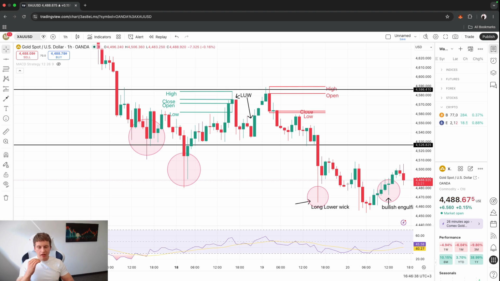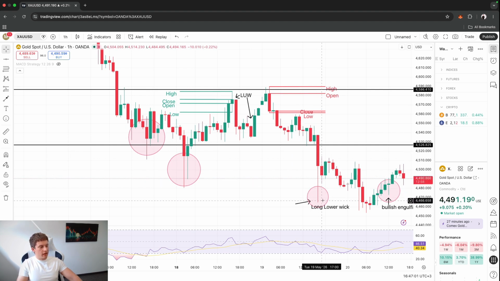If you see a long lower wick, that means sellers were pushing the price down, but the buyers stepped in aggressively to push it back up. And you can see that exact thing in these areas. We have a push down from the sellers, and then a push back from the buyers, closing the price at this level here.